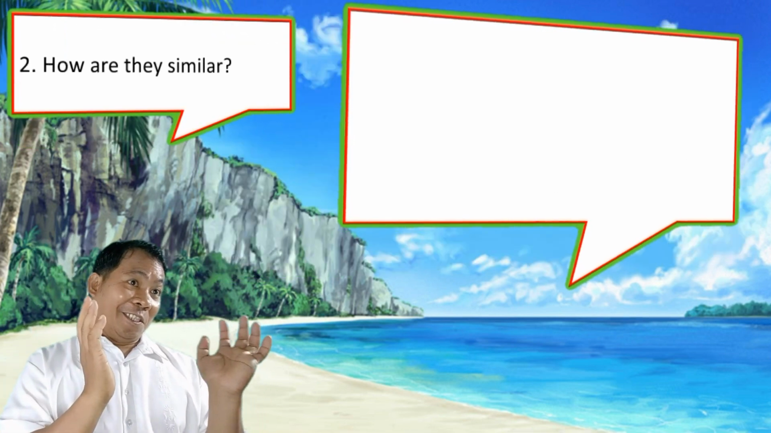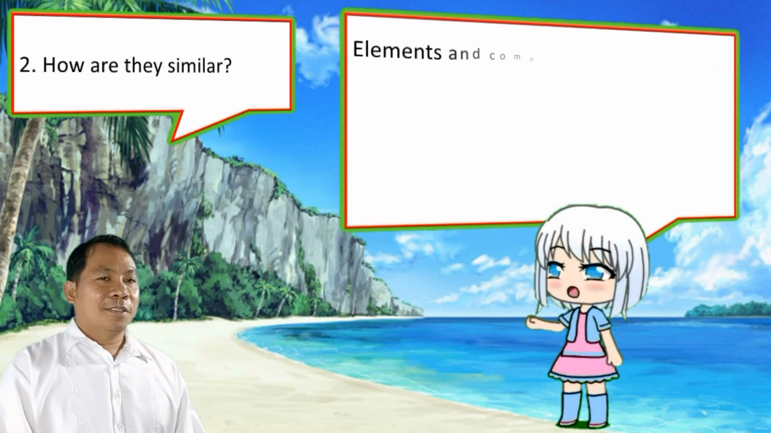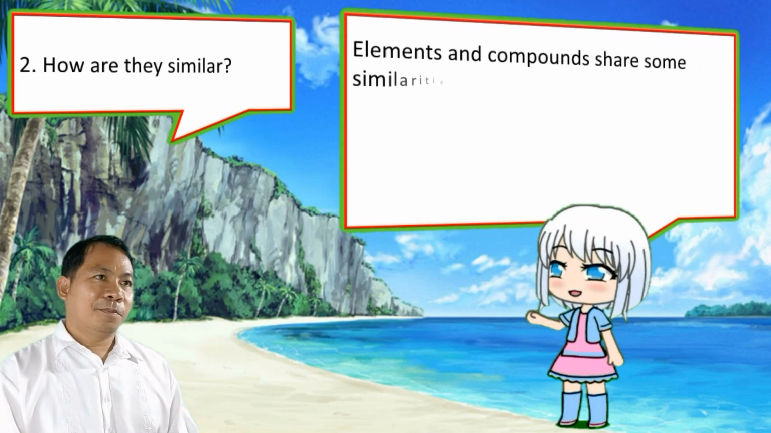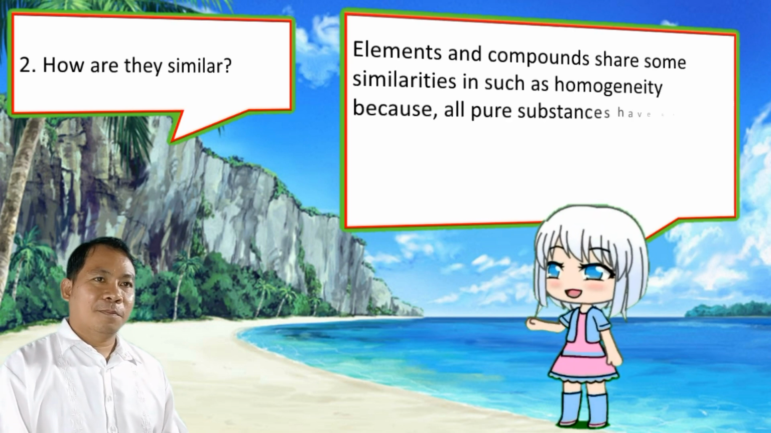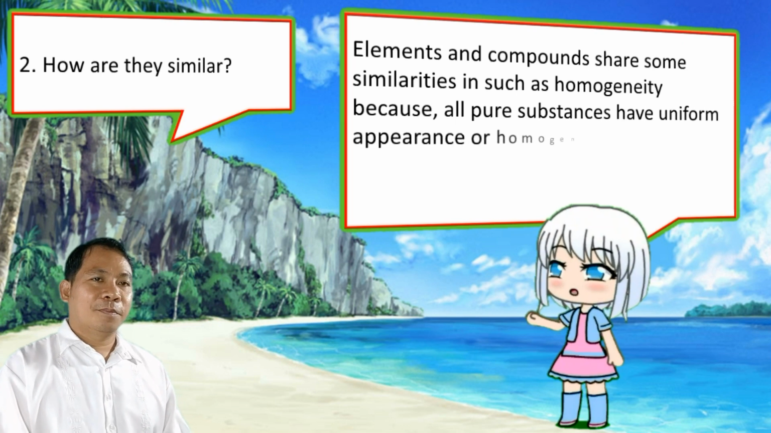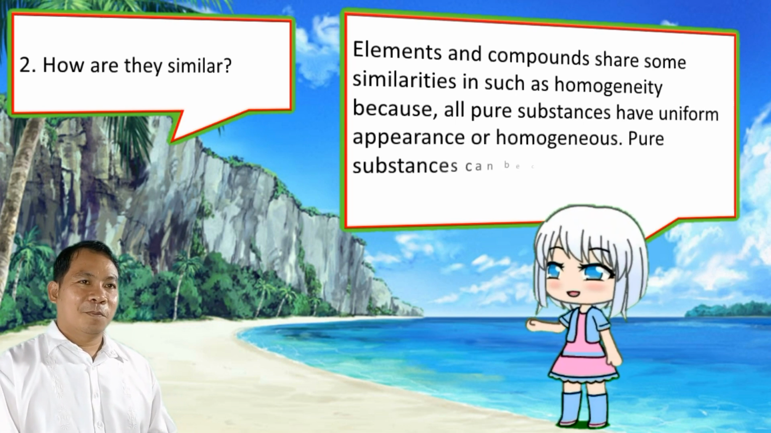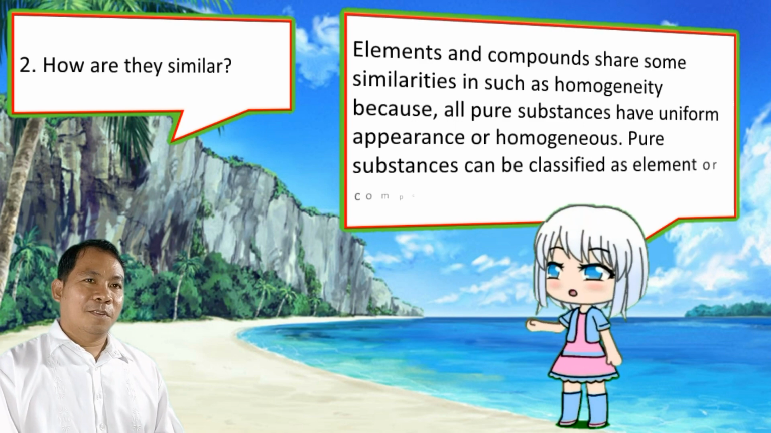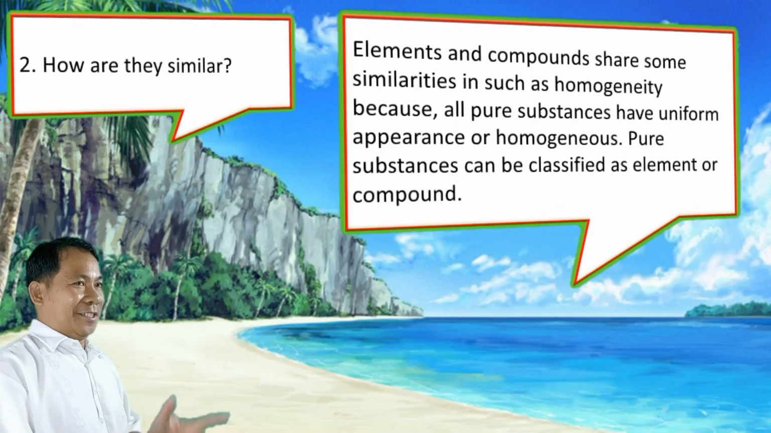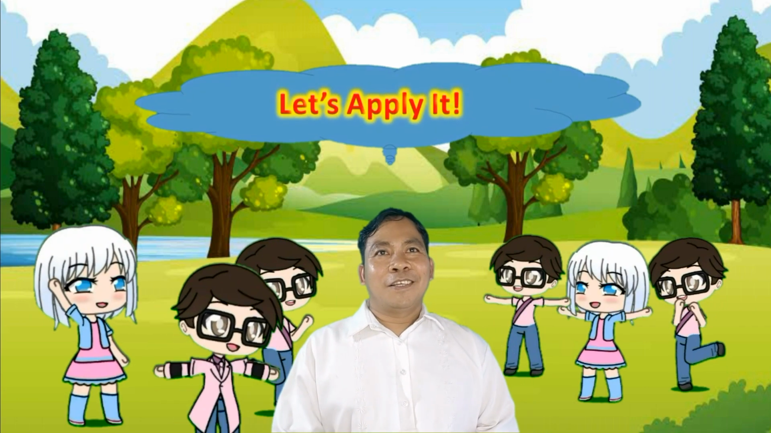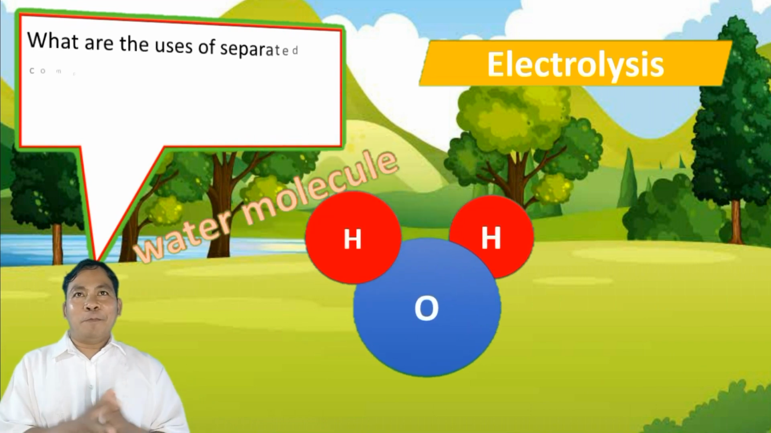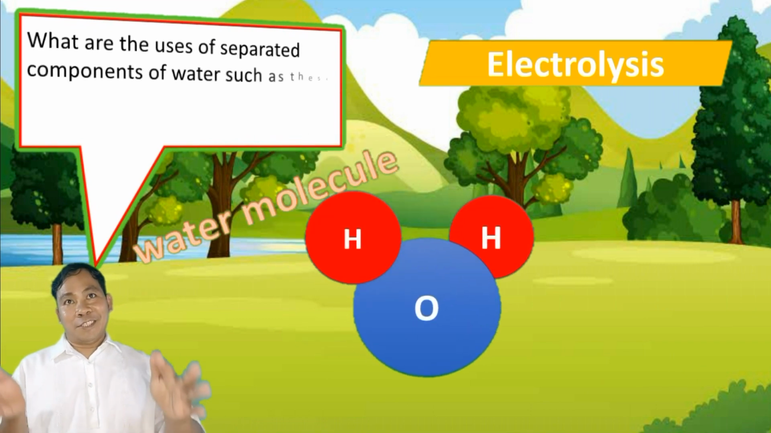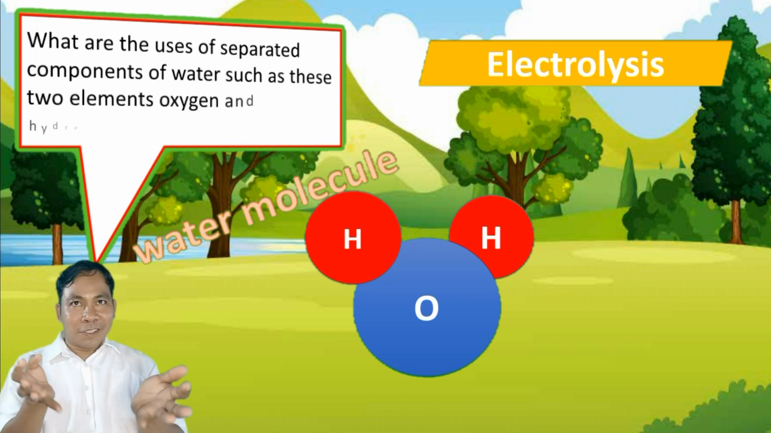How are these similar? Elements and compounds share some similarities, such as homogeneity, because all pure substances have a uniform appearance or are homogeneous. Pure substances can be classified as element or compound. Excellent! Let's apply it! What are the uses of the separated components of water, such as these two elements, oxygen and hydrogen?